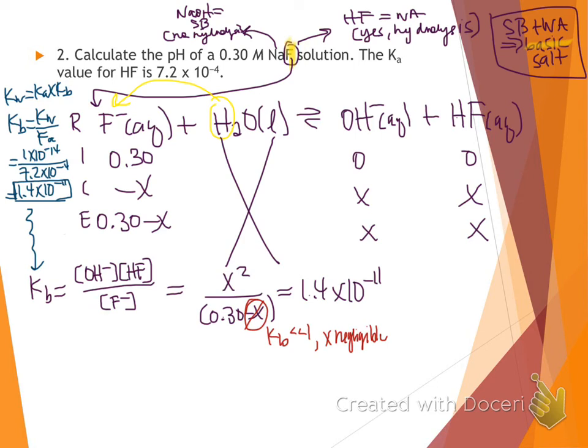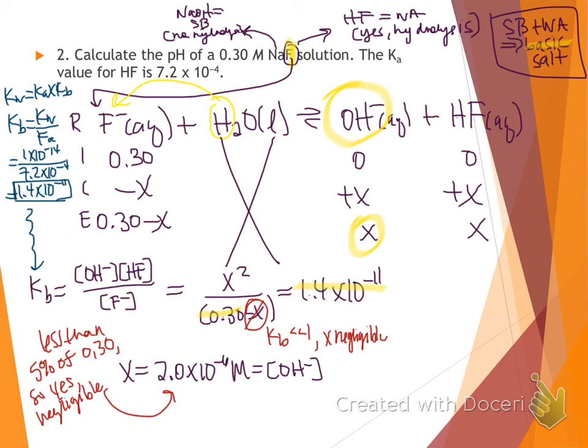This is because our Kb value is so much less than 1. So then when we go and solve for x, we're going to take the square root of the product of 1.4 times 10 to the negative 11 times 0.3. Again, we need the square root of that to get our x value of 2.0 times 10 to the negative 6 molar. And our x value is equal to that OH- concentration. We can also check out our x. x is less than 5% of what we're subtracting it from, that 0.30. So that's also going to confirm that it is in fact negligible.